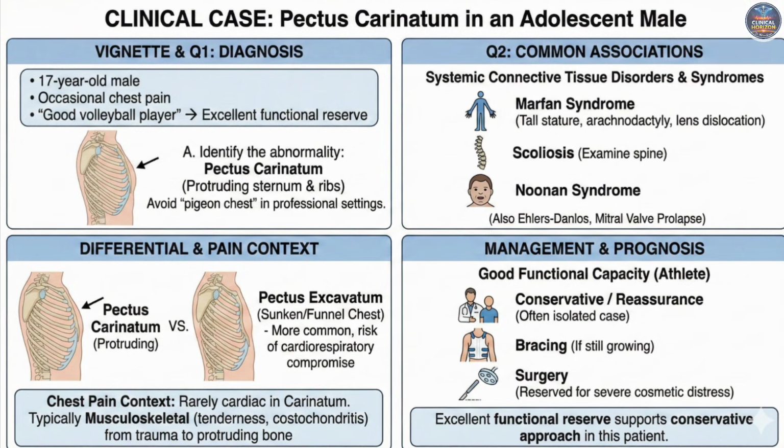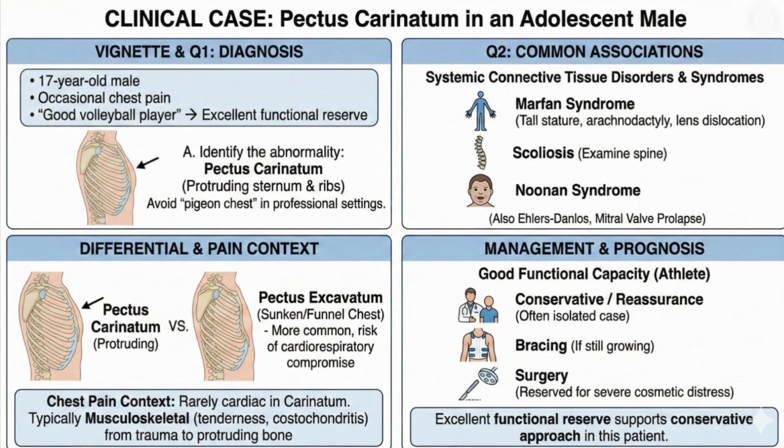First question asks, identify the abnormality in the picture. Avoid using non-technical terminology in a professional examination. Although patients may describe this as pigeon chest, you should use the appropriate medical term. The answer to write: Pectus carinatum. It's a chest wall deformity characterized by protrusion of the sternum and ribs.